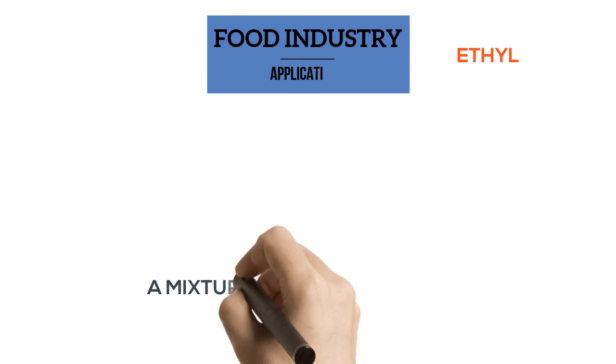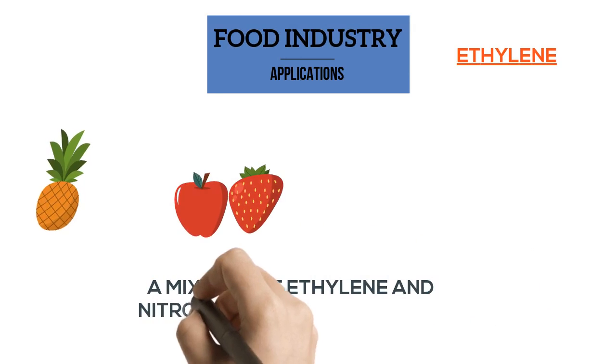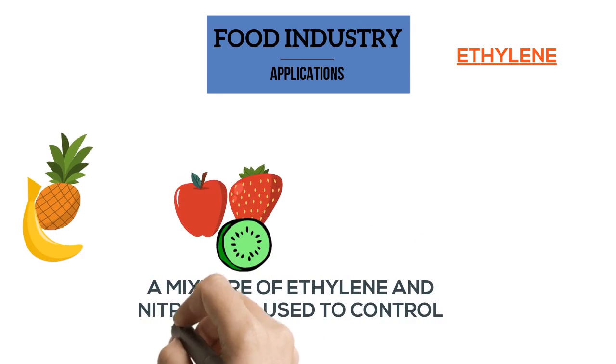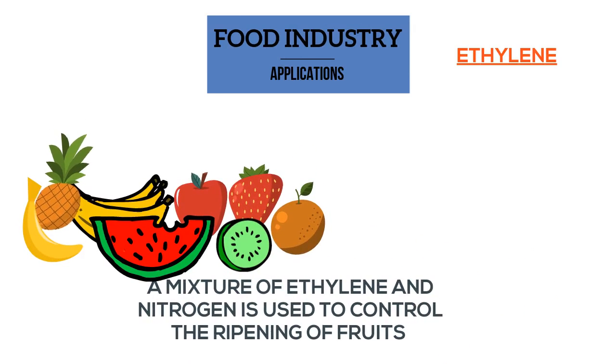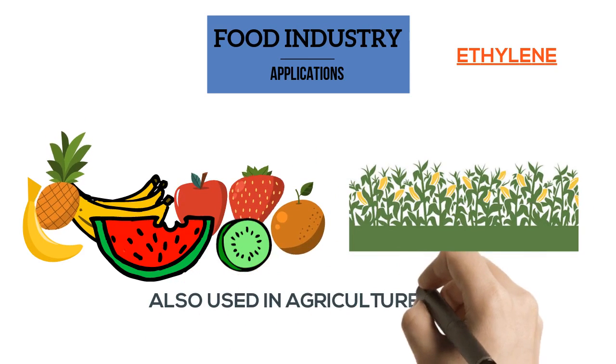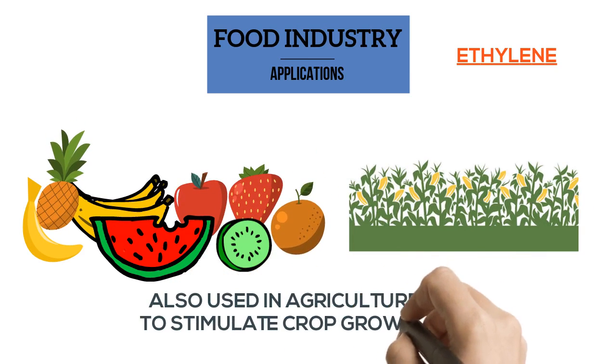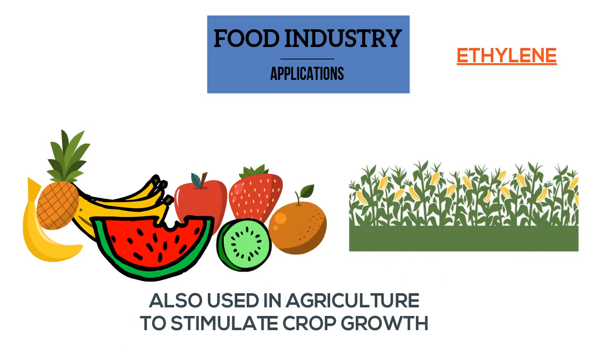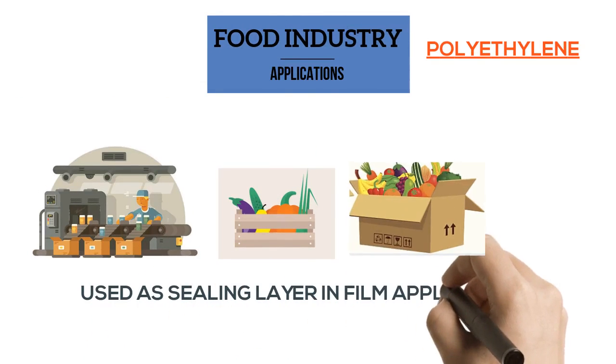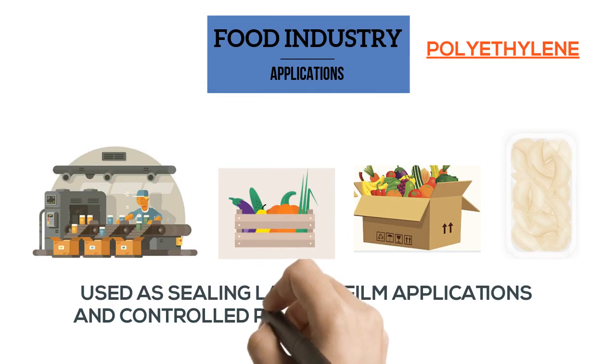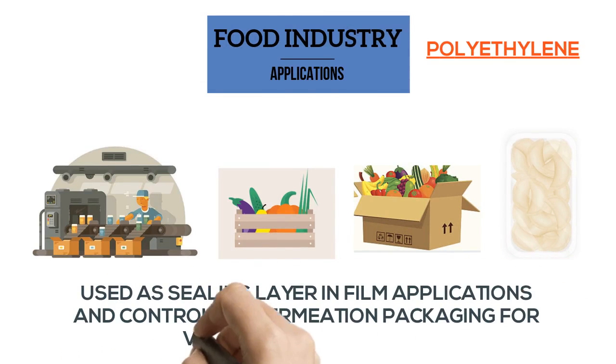A mixture of ethylene and nitrogen supplied in cylinders is used to control the ripening of fruits, especially bananas. It is also used in agriculture to stimulate crop growth. It is used as a sealing layer in field applications and controlled permeation packaging for vegetables and fruits.